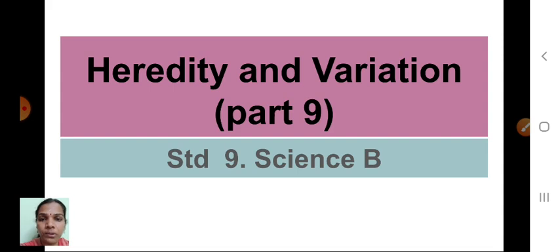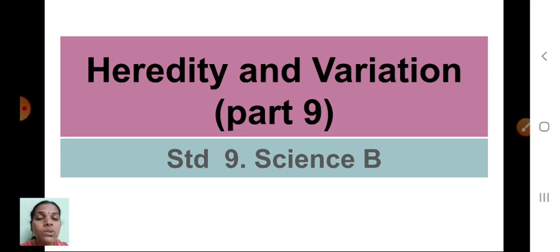Children, this session I am going to continue this chapter, chapter number 16, heredity and variation. Can you remember what we discussed last session? We discussed Mendel's monohybrid and dihybrid crosses, isn't it, children? I hope you understood what is Mendel's dihybrid cross. Can anyone say what is the phenotypic ratio of Mendel's dihybrid cross? Yes, 9 is to 3 is to 3 is to 1.